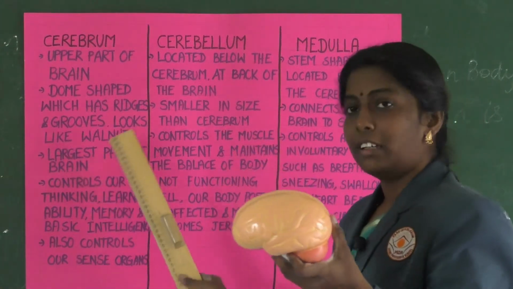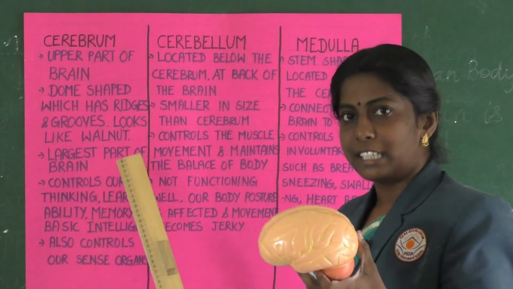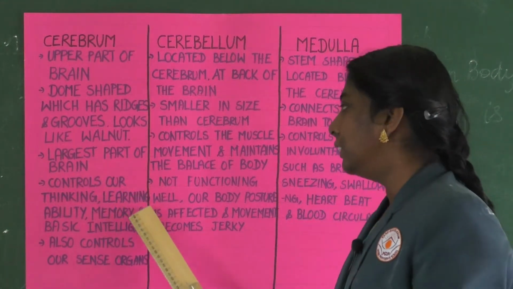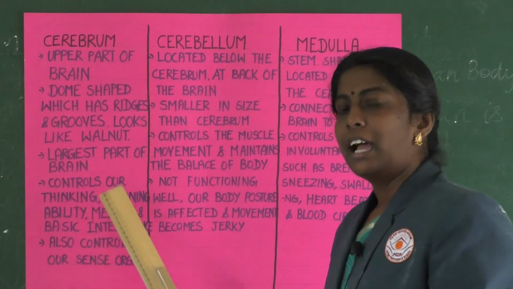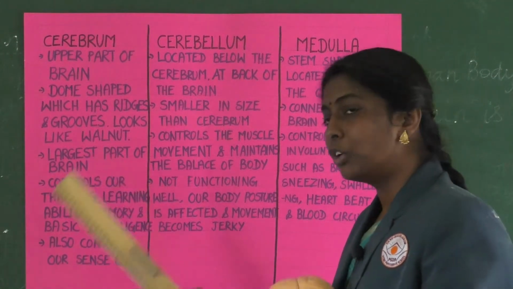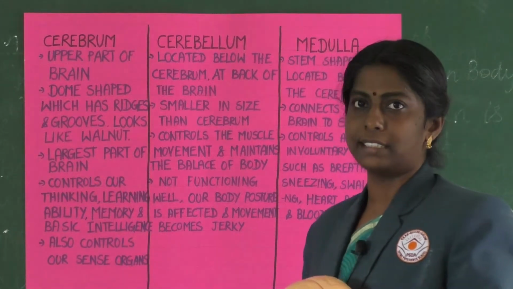It is the largest part of the brain. The cerebrum is the largest part of the brain. It controls our thinking, learning ability, memory and basic intelligence. Clear? And it also controls our sense organs.